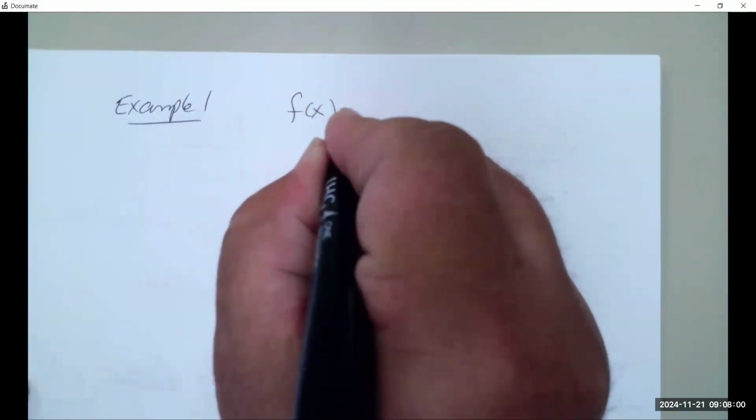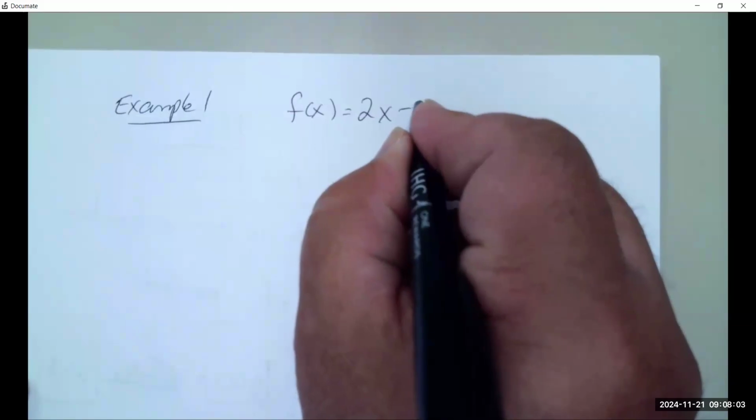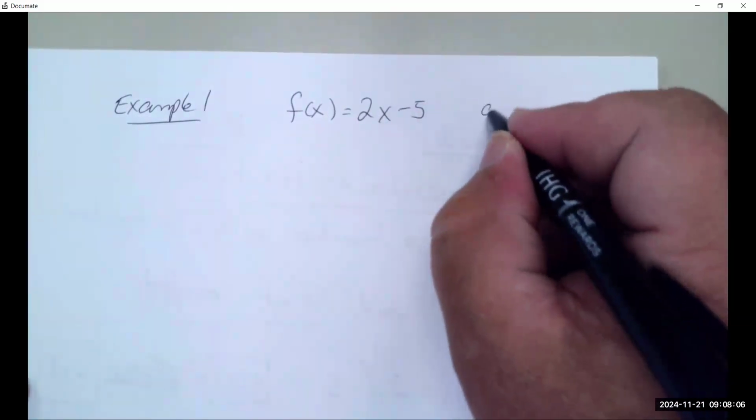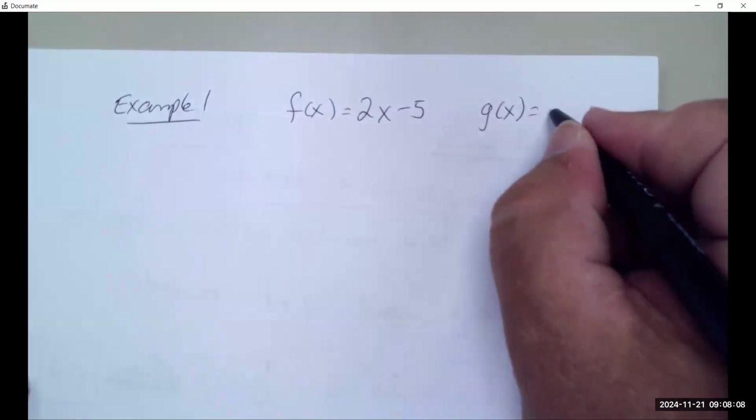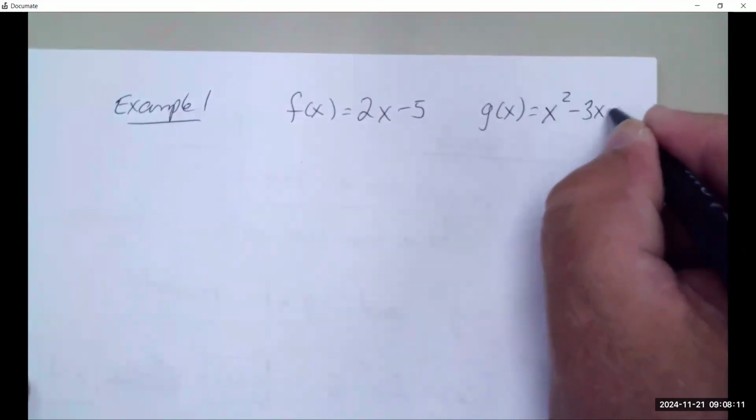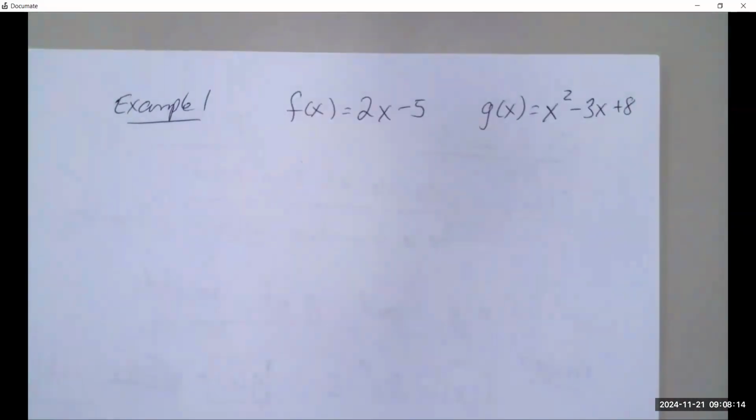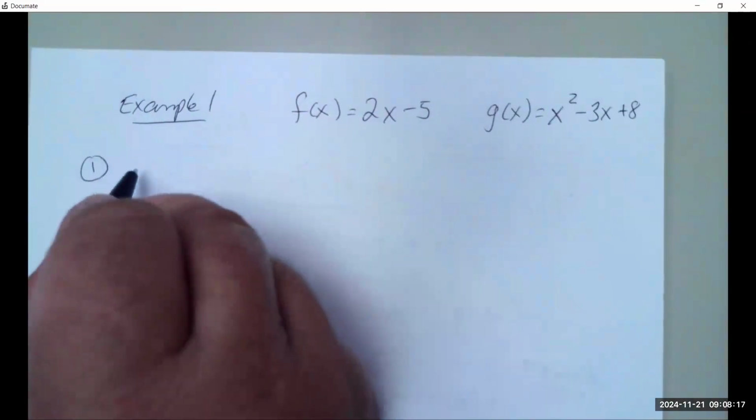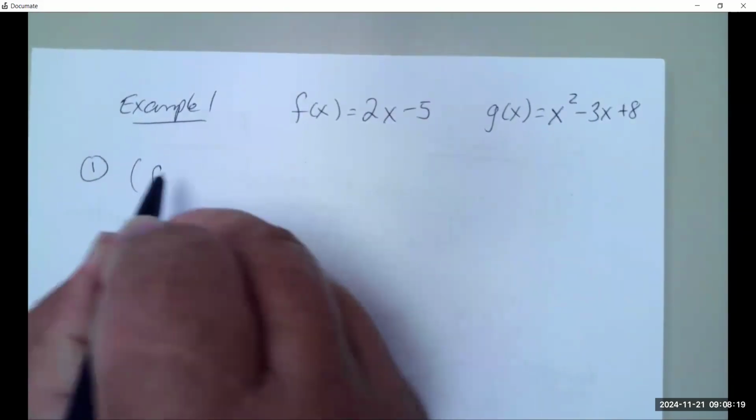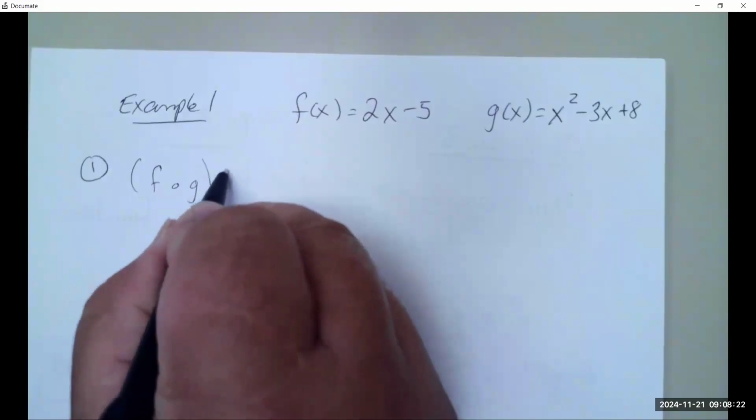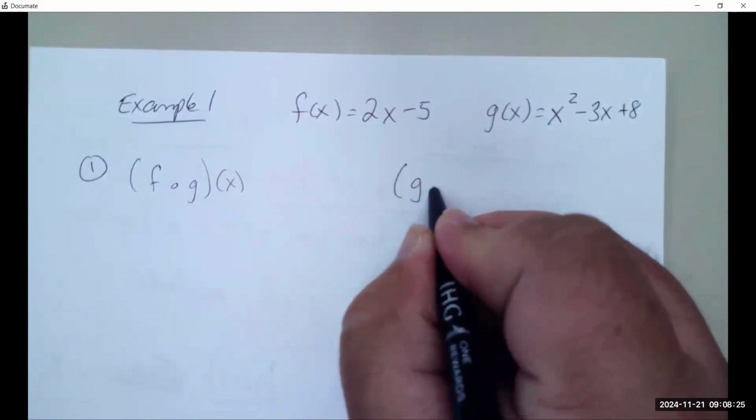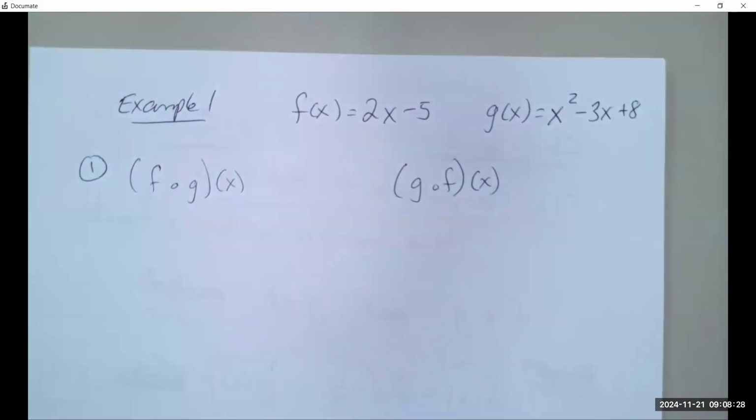Okay, let's look at example 1, because example 1 has 4 parts to it. It defines f of x as 2x minus 5 and g of x as x squared minus 3x plus 8. The first question says find these composite functions.